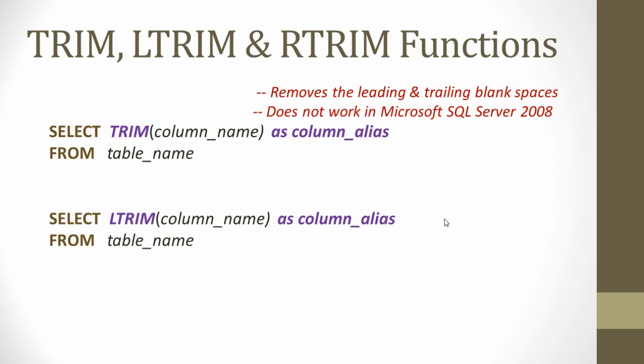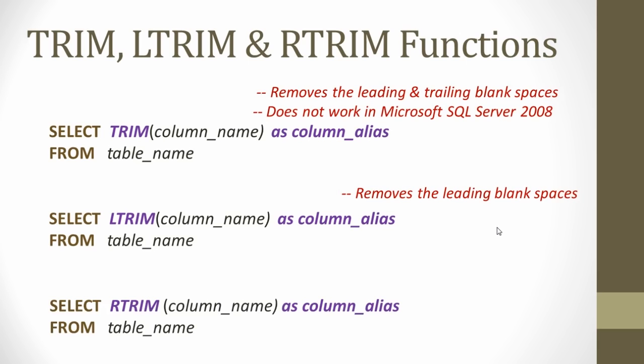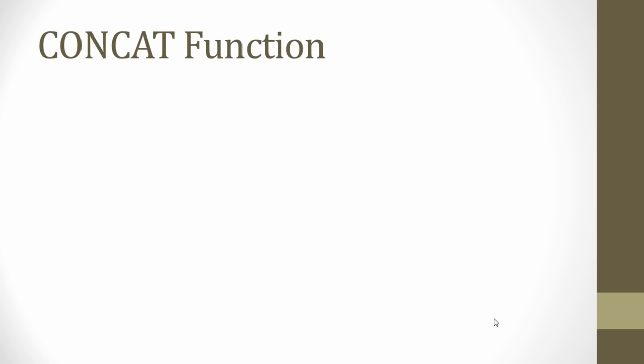So LTRIM removes the leading blank spaces, that is the blank spaces towards the left side of the column, or the characters actually. RTRIM is going to remove the trailing blank spaces, the ones towards the right side, following your characters. Whatever spaces are there, those are going to be removed.